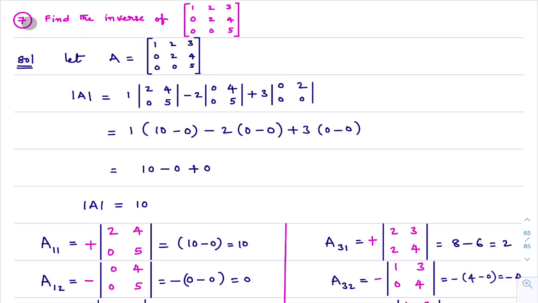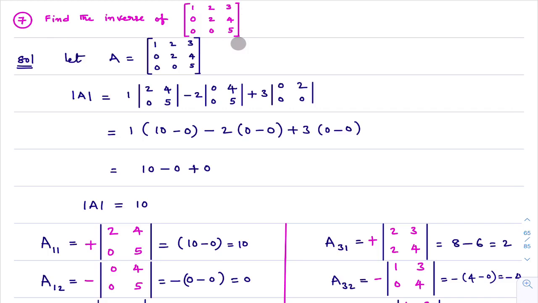You observe this question, they are asking to find the inverse of this matrix. In last class, 5th problem and 6th problem were also finding the inverse of a matrix, but that matrix was a 2 by 2 matrix. Here they are asking to find the inverse of this matrix. This is a 3 by 3 matrix.